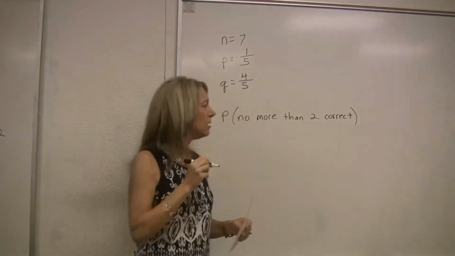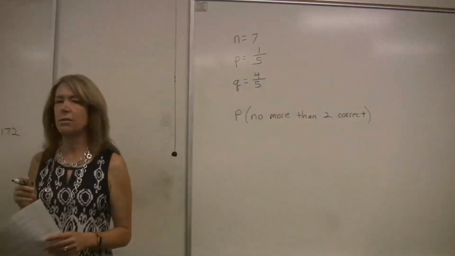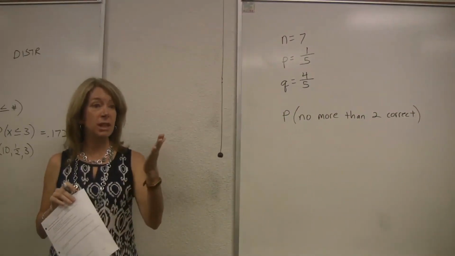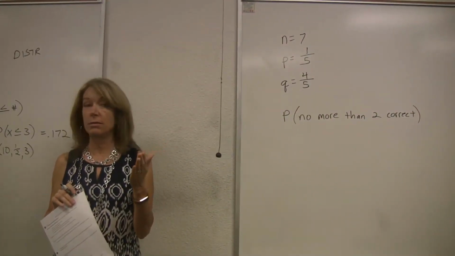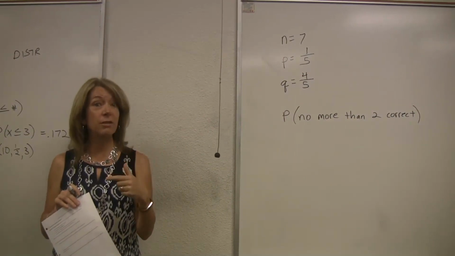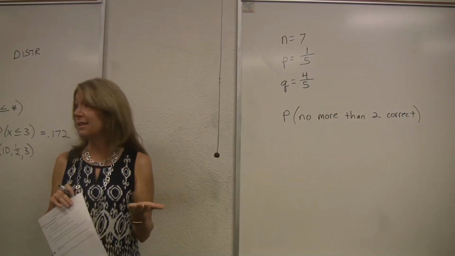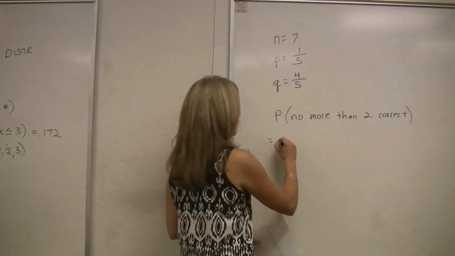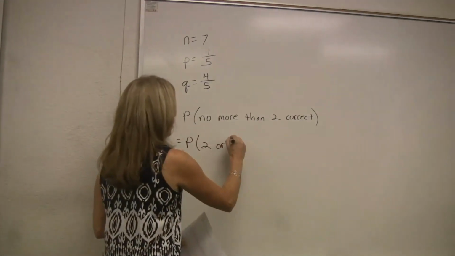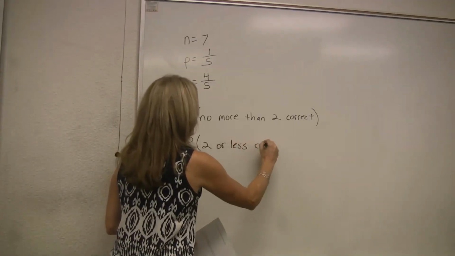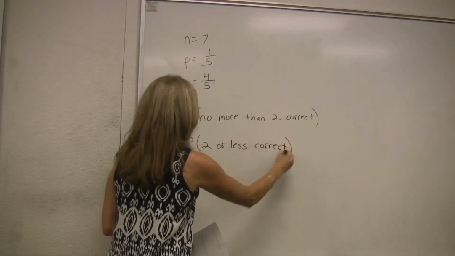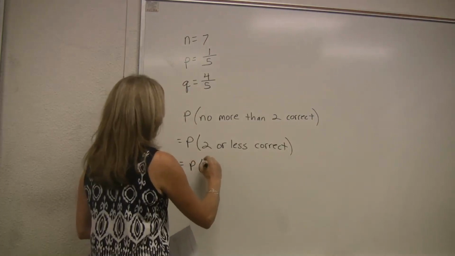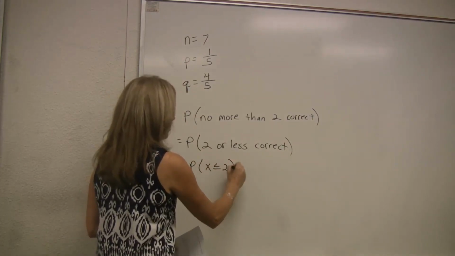What does that mean? No more than 2. I think the most I can get is 2. The most you can get is 2. You can get 1 or you can get 0, so we're really saying 2 or less. Another way of saying that, right? 2 or less, correct? Yeah. Sometimes you have to reword it in your own words. And then if we write it as symbols, do we agree that it's less than or equal to 2?